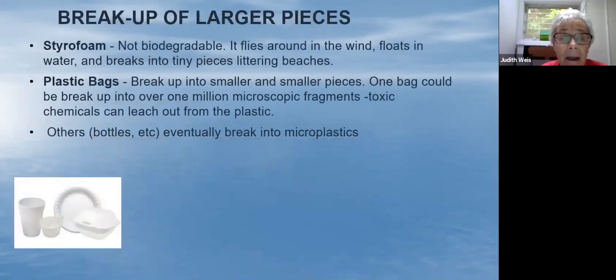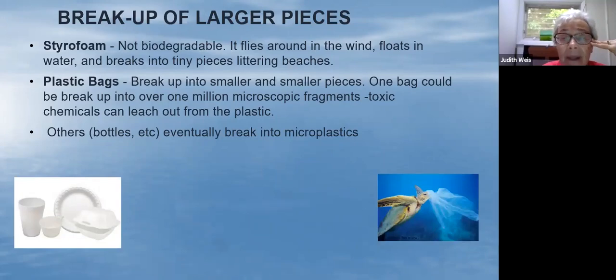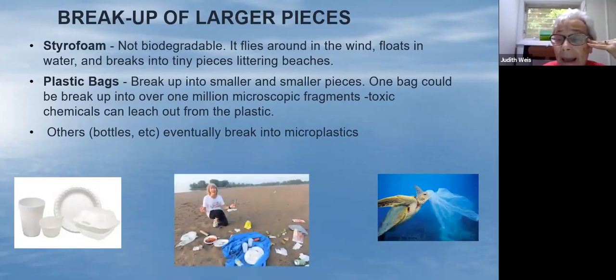Looking at the breakup of larger pieces, one of the very common sources of microplastics from breaking up and fragmenting is styrofoam, because it's so flexible and soft and easily breaks. So it flies around in the wind, it floats, breaks into tiny pieces very easily, and litters the beaches. And then we have plastic bags on the right that break up into smaller and smaller pieces.